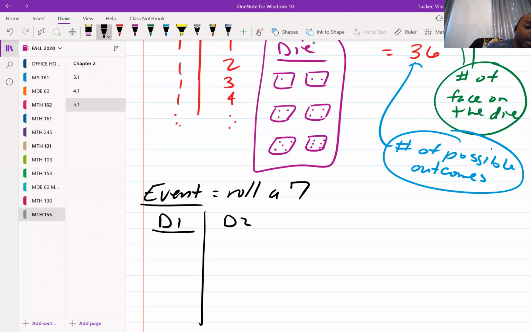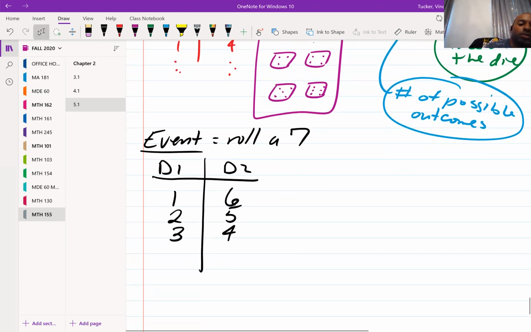And you want to be systematic in how you do it. So you would just start off with 1. If die 1 is 1, that means die 2 would have to be 6 in order for them to add up to give you 7. If die 1 is 2, die 2 would have to be 5. If die 1 is 3, die 2 would have to be 4. But also, die 1 being 4 and die 2 being 3 is a different combination. So then you have to do 5 and 2, and then 6 and 1.